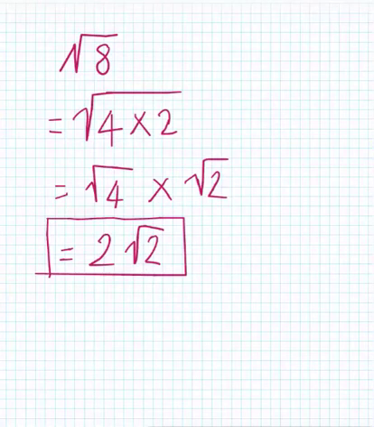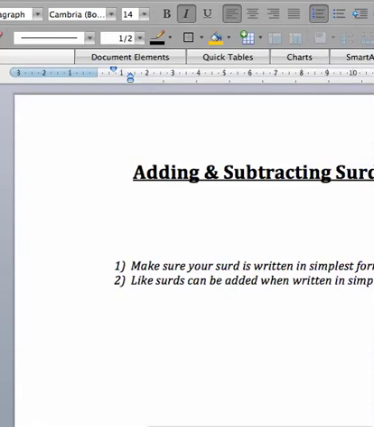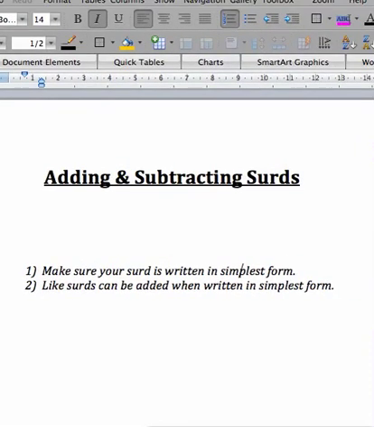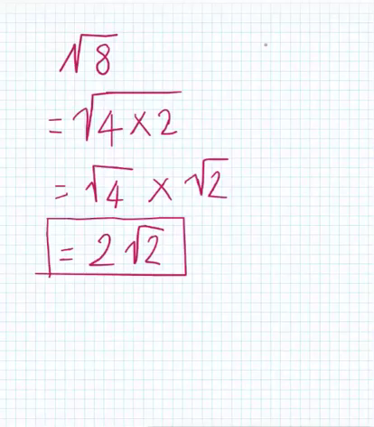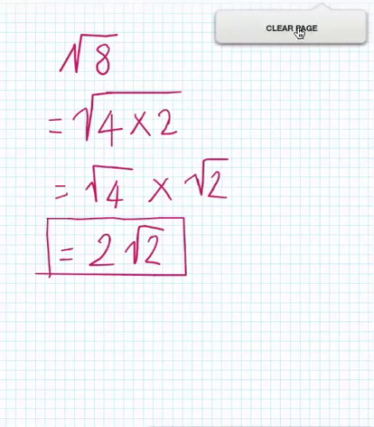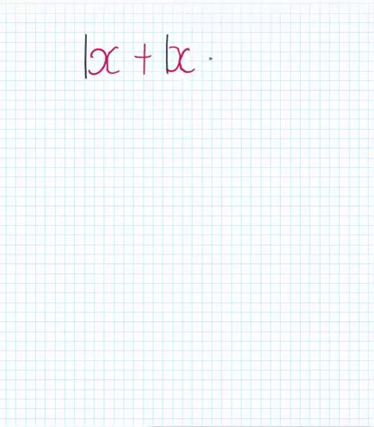Okay, and the last point is that like surds can be added when written in simplest form. So like surds, if you remember with algebra, if we had like terms, for example, if I have x plus x, because they're the same and because I know there is an invisible 1 in front of the x's, I can add these two x's together, and 1x plus 1x is simply 2x. And that would be it.